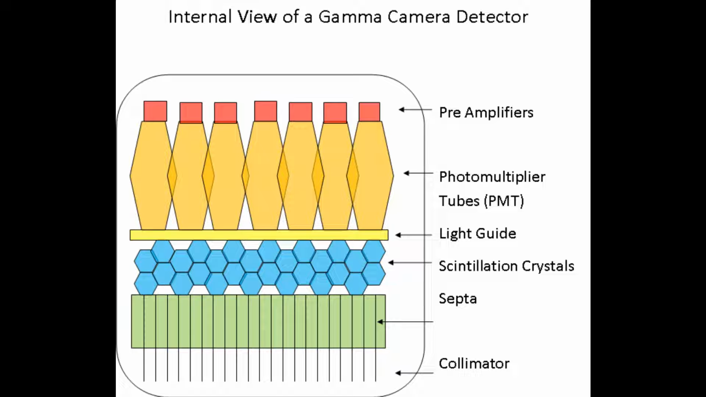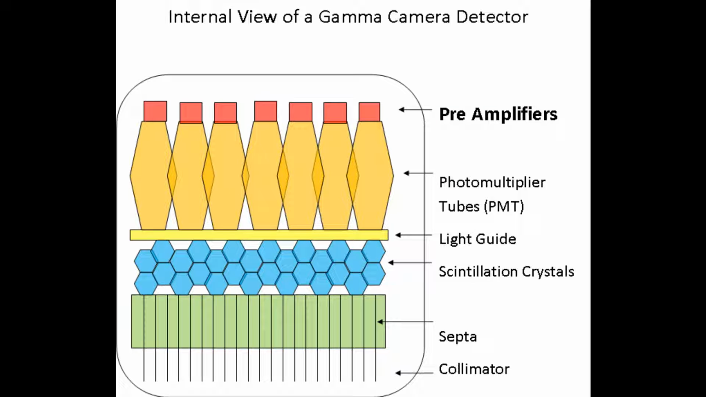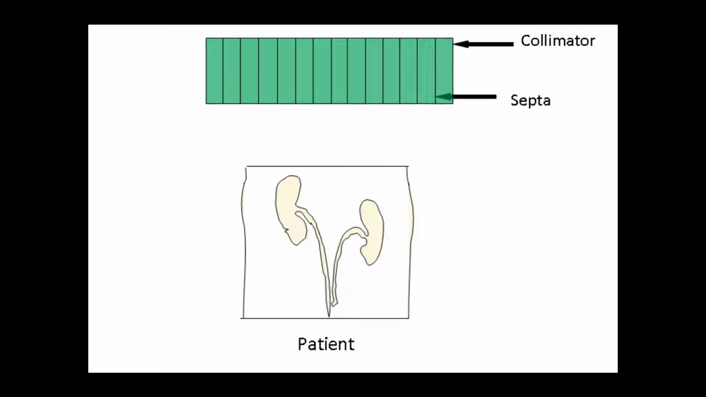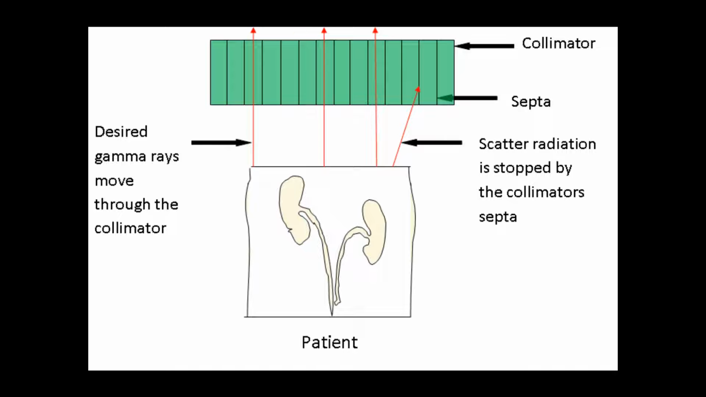A gamma camera detector is composed of a collimator, scintillation crystals, a light guide, photomultiplier tubes, and preamplifiers. The acquisition process begins when the gamma rays emitted from the patient interact with the detector's collimator. Collimators are used as physical discriminators, only allowing the desired gamma rays to enter the detector. To achieve this, the collimator's septa are composed of lead or tungsten, which eliminate any undesirable rays. It is important to ensure no scatter radiation proceeds to the scintillation crystals, as this can decrease image quality.